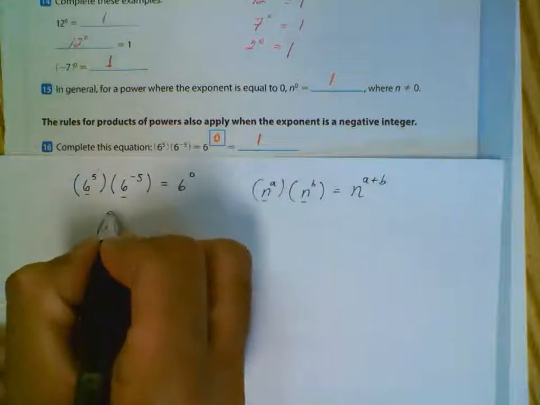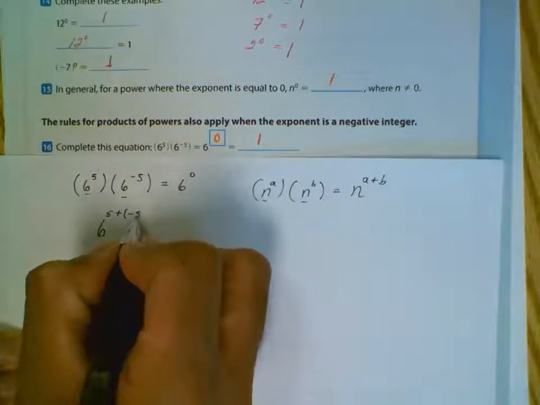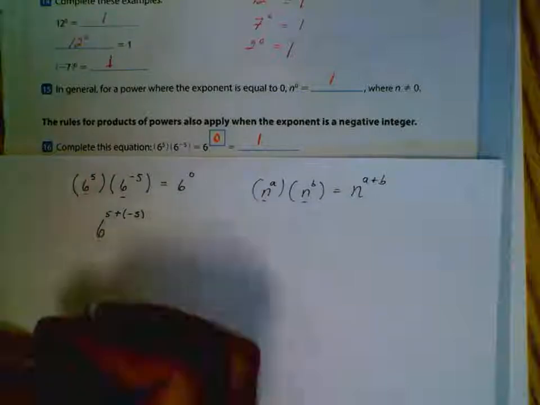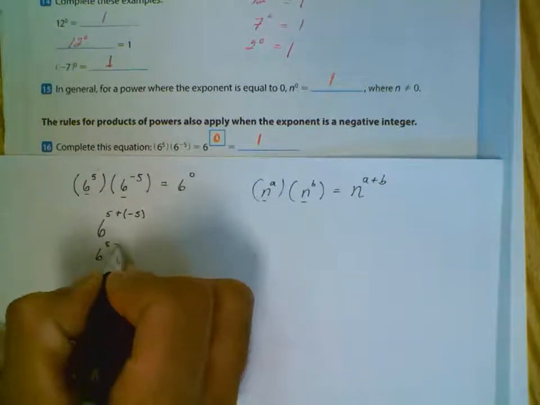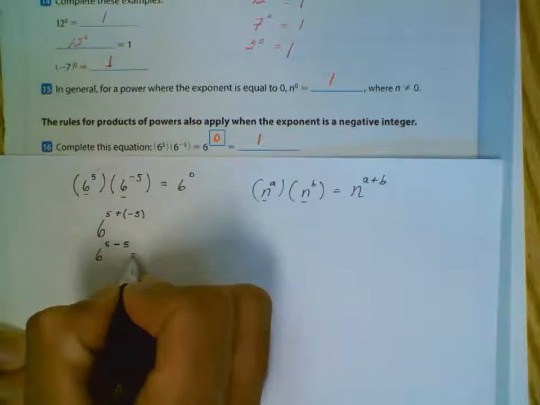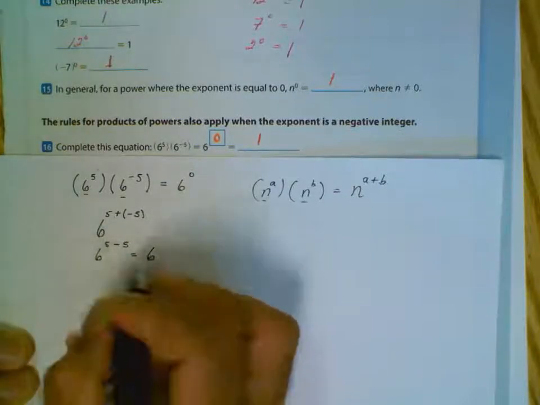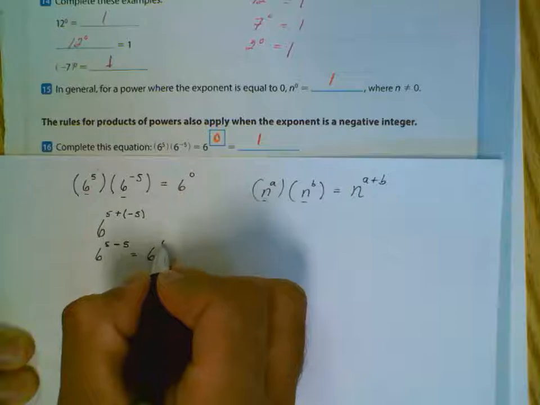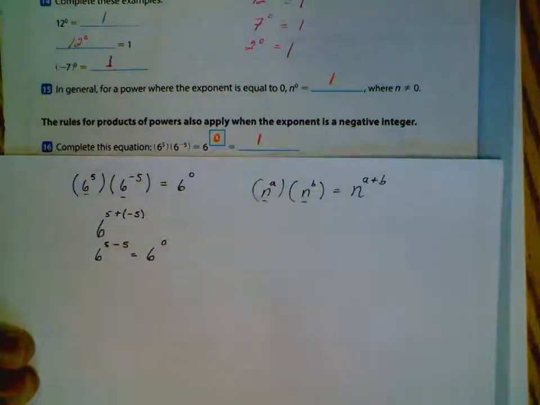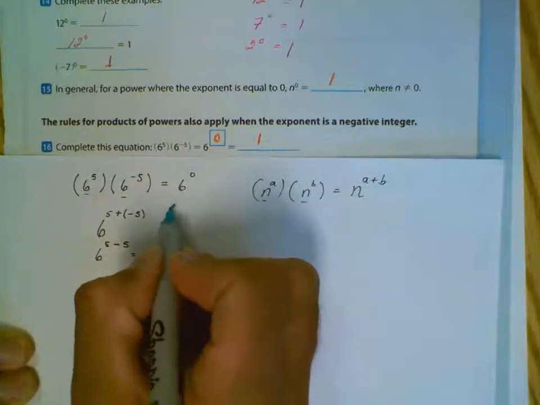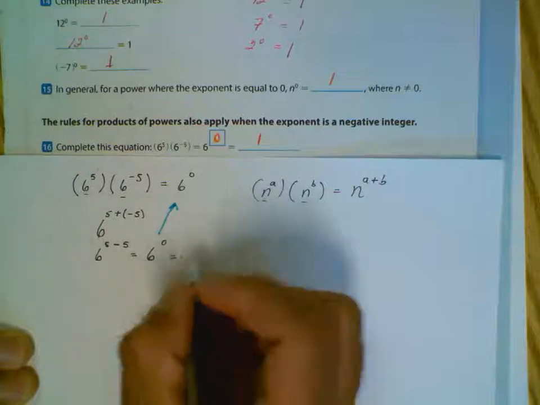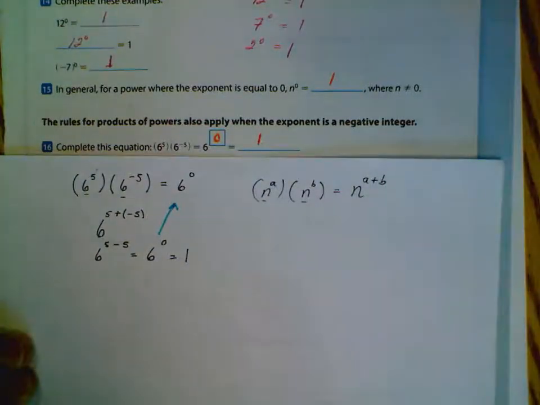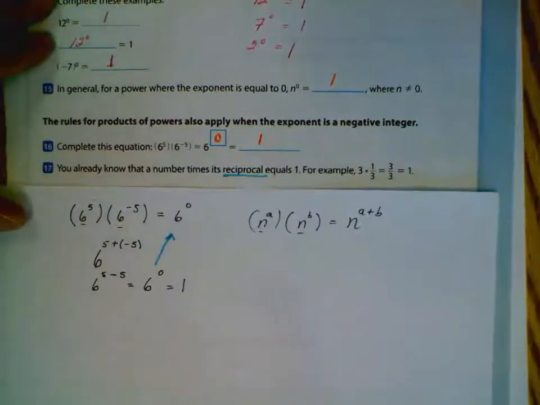So we have 5 plus negative 5. Let me do one extra step. 6 to the 5 times 6 to the negative 5 equals, the base is the same, 5 minus 5 is 0. It's exactly what you got here. So in this case, we're going to have 6 to the 0 equals 1. That's the way we reach that solution.